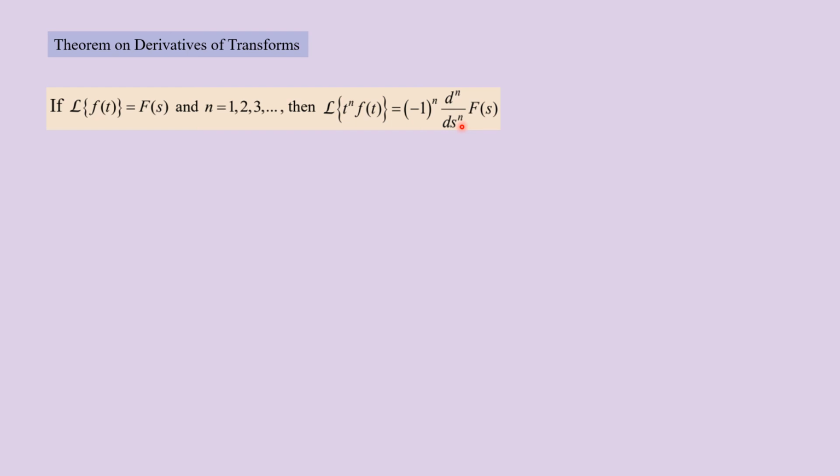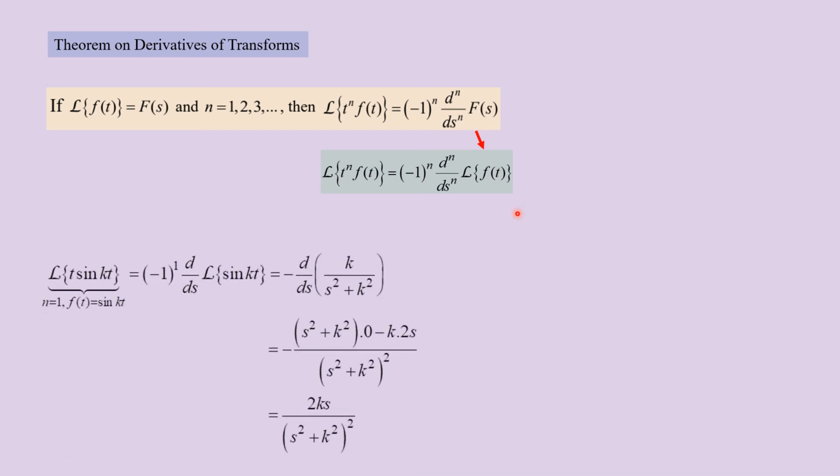Now take note that F(s) is equal to the Laplace transform of f of t. It means that this formula can be rewritten as the Laplace transform of t to the power of n f of t is equal to negative 1 to the power of n, the nth derivative of the Laplace transform of f of t with respect to s. So these two are the same.